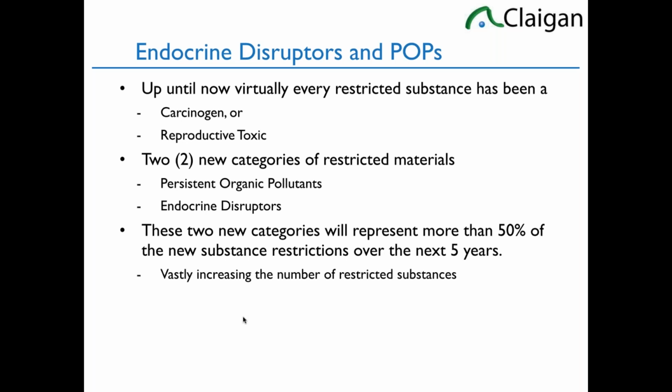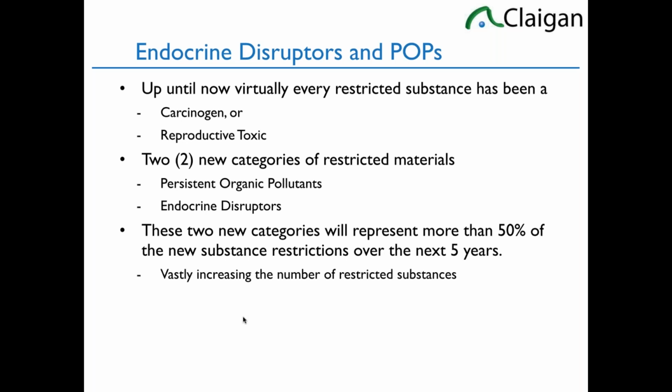There are two new categories of restricted materials. Persistent organic pollutants. These are substances that persist in the environment, build up, and eventually cause harm to flora and fauna. And endocrine disruptors. These are substances that are not necessarily reproductive toxins, but they will affect the endocrine system, usually causing an imbalance between the production of testosterone, male, and estradiol, female, leading to attention deficit issues in young males. So these are endocrine disrupting substances.